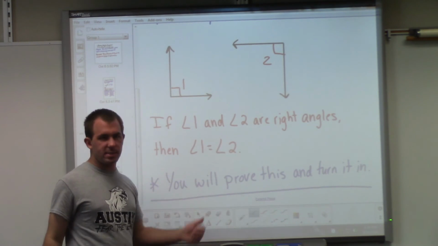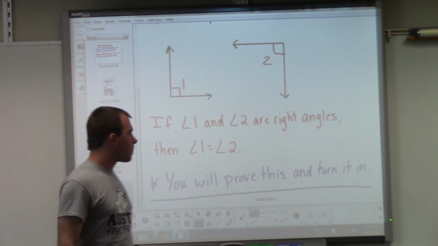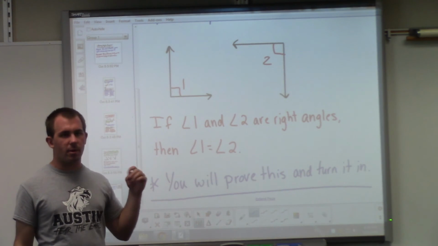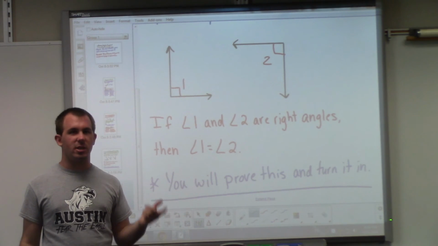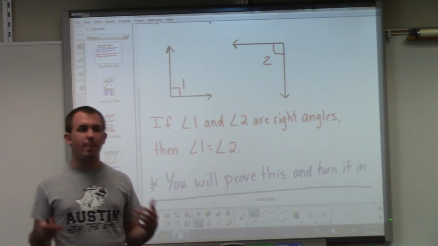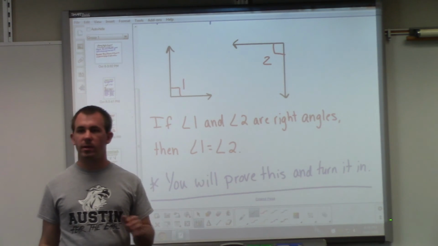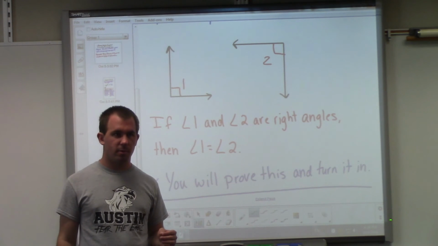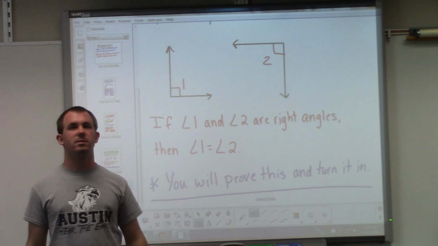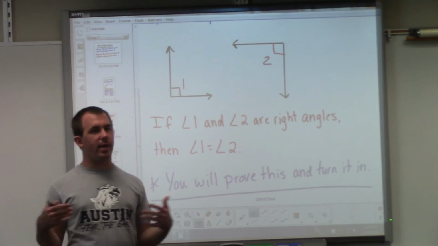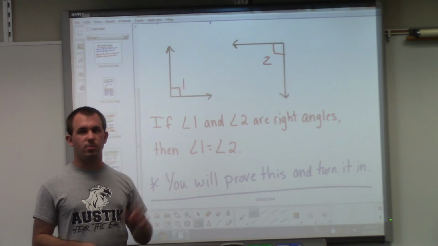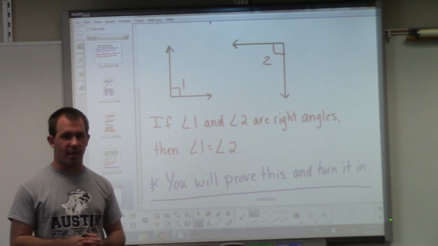Again, you will prove this and turn it in to Miss Bayes. When you get started on this proof, you need to remember what the definition of right angles is. What does it mean to be a right angle? What is the measurement of a right angle? You are going to use that in your proof. Once you know what the measurement of a right angle is, it's going to be really simple to say that angle 1 is equal to angle 2. This proof is not complicated, so don't make it complicated.